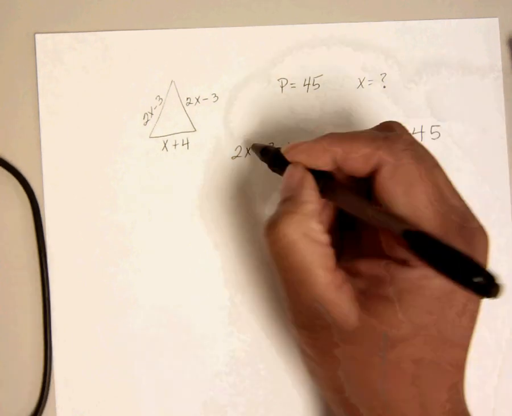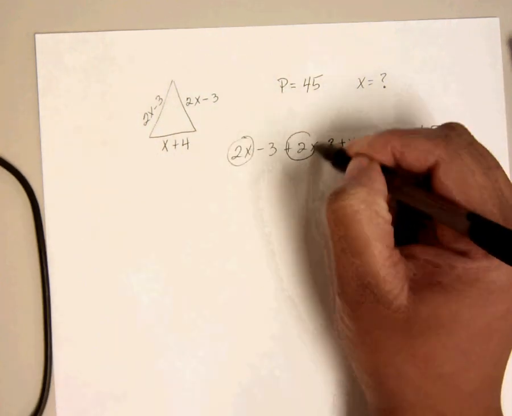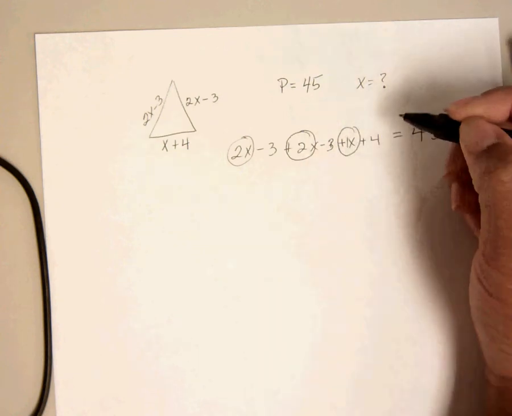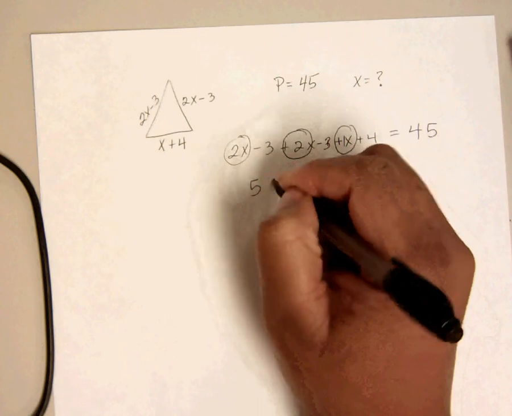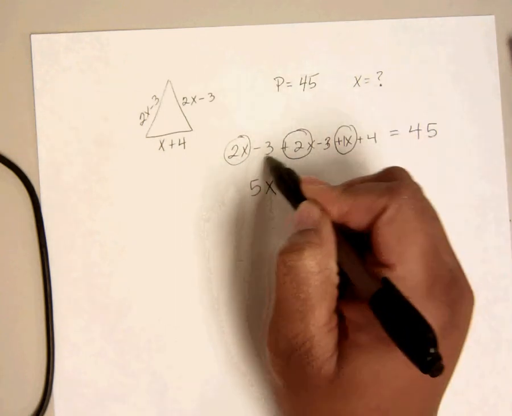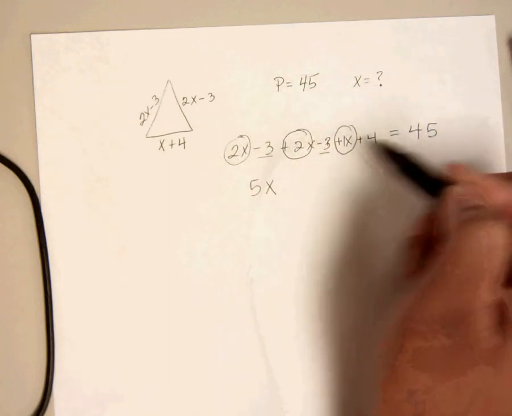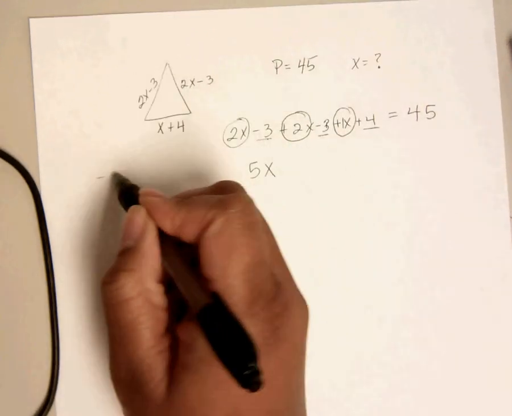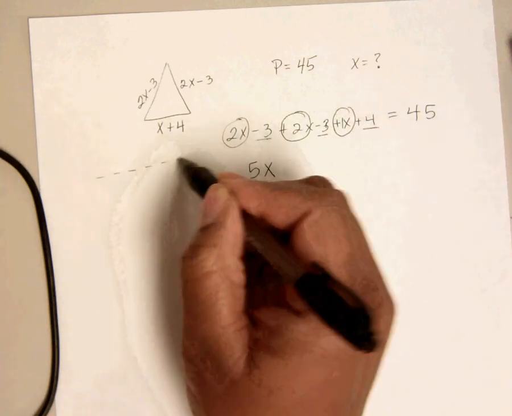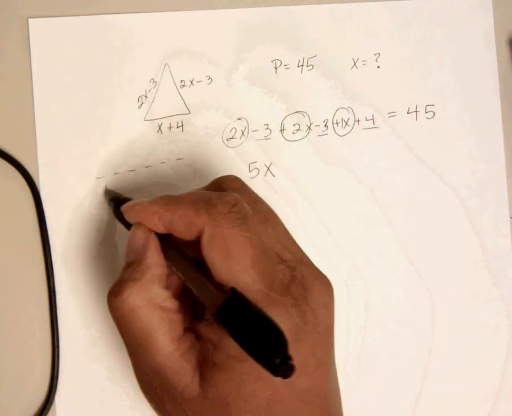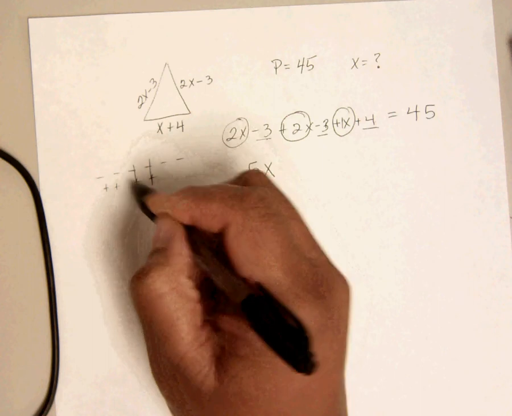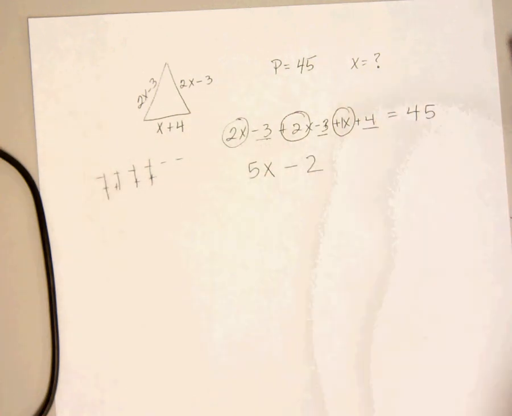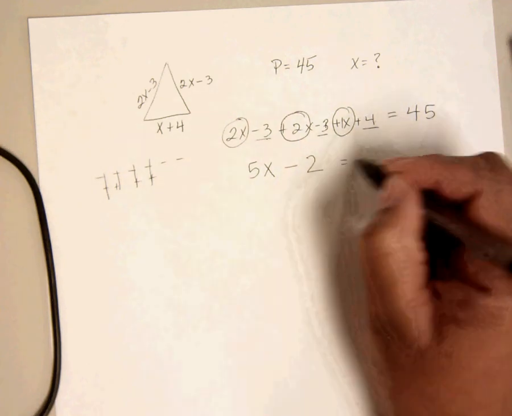Now, combine your like terms: 2x plus 2x plus, remember that's a 1x, that is 5x. And then I have negative 3, positive 4. So that is 3 negatives, 1, 2, 3, and 4 plus signs, 1, 2, 3, 4. Cancel, cancel, cancel, cancel. I have 2 negatives left, so minus 2, or plus a negative 2 if that's what you're going to write.